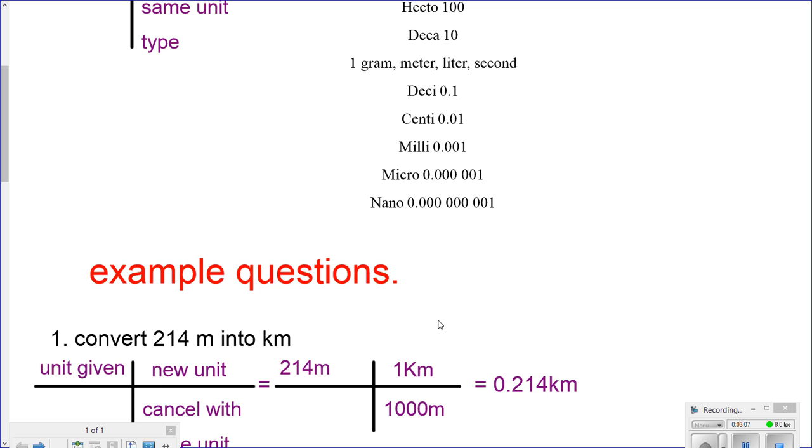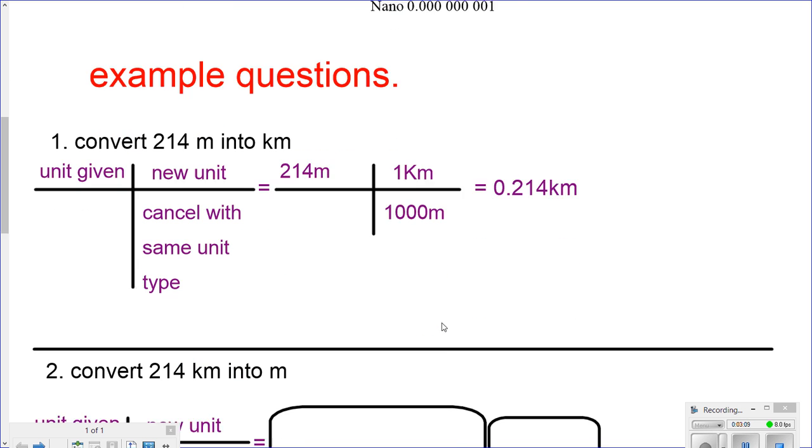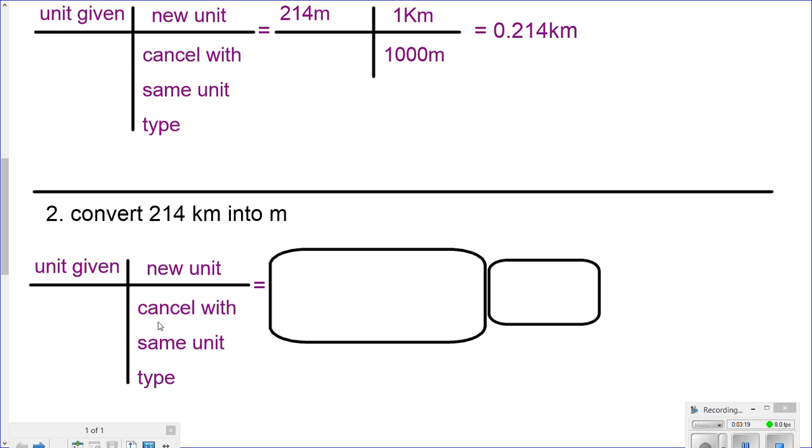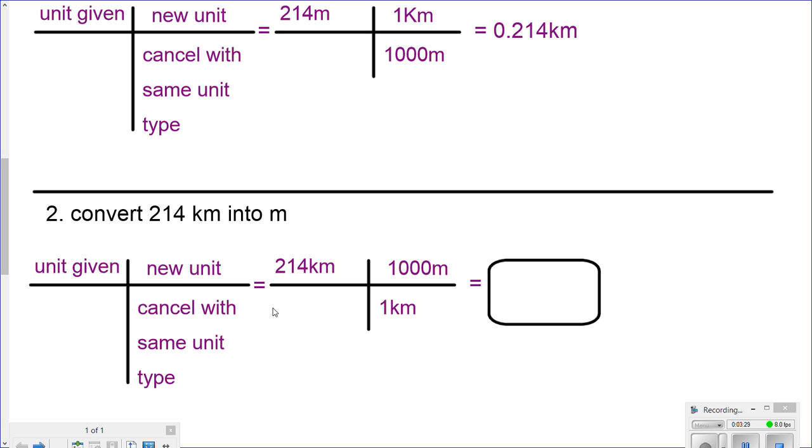Let's do another example. Let's flip this question over. I am given 214 kilometers to convert into meters. Same type of situation, same type of setup. Unit given, cancel the same unit type, and I go to the new unit. Let's set it up. I am given 214 kilometers. I'm going to cancel with kilometers and go meters on top because I'm going from kilos to meters. So from kilometers to meters.